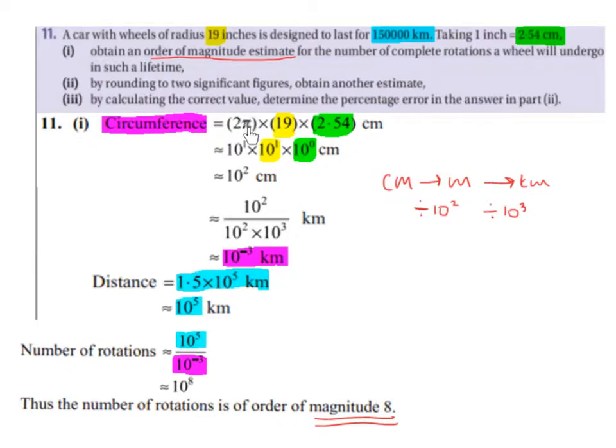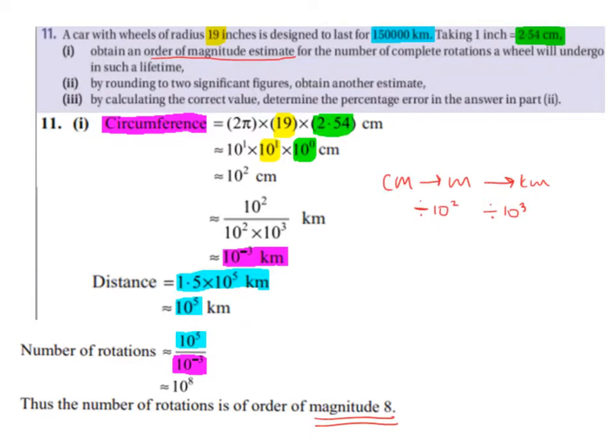So we know that pi is approximately 3.14, and multiplying 3.14 by 2, we can round off to 10 to the power 1. So 3.14 times 2 is 6.28, which rounds up to 10, which is 10 to the power 1. 19 also rounds off to 10 to the power 1, because 10 to the power 2 is 100, and 19 is clearly much closer to 10 than it is to 100.